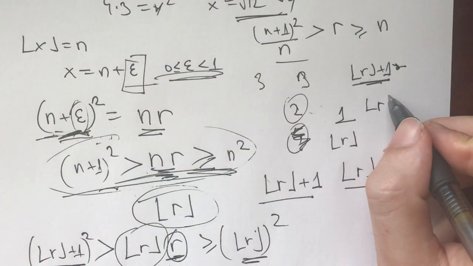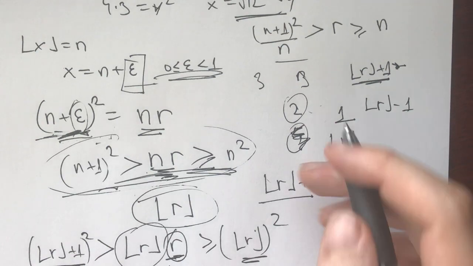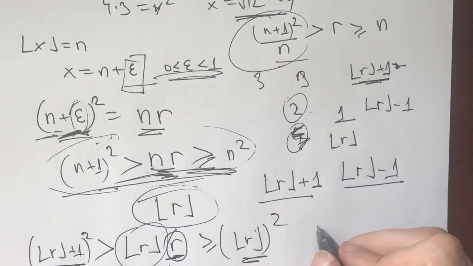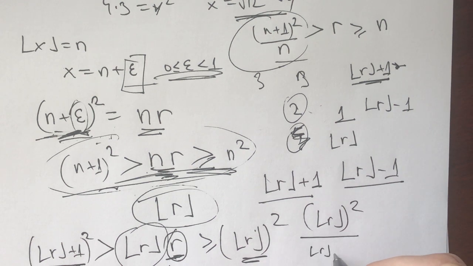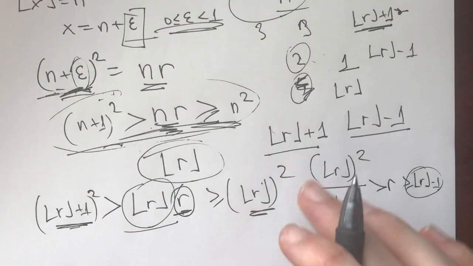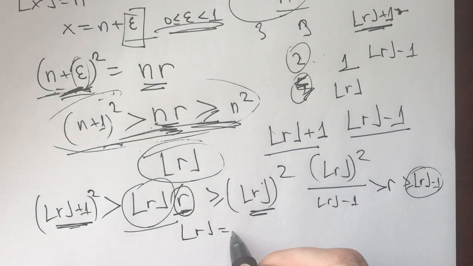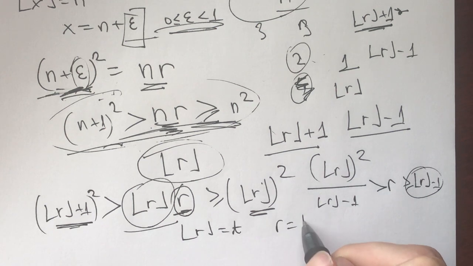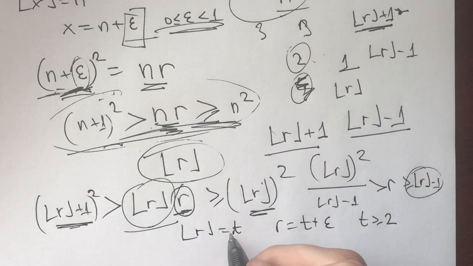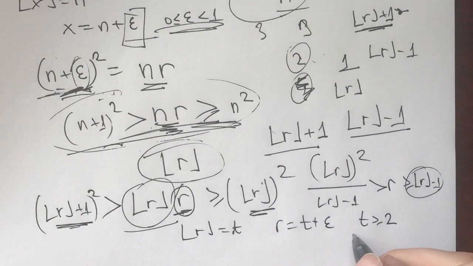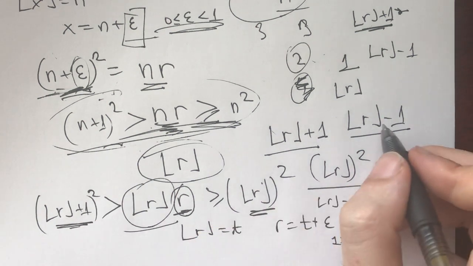Now what happens with the floor of r minus 1? Well, this thing right here becomes: the floor of r squared over the floor of r minus 1 needs to be less than r, greater than or equal to the floor of r minus 1. Okay, so this is already satisfied. We don't have a problem with this. Now let the floor of r be equal to t, and r is t plus some epsilon. We know t is greater than or equal to 2 because of the problem statement, and epsilon is between 0 and less than 1.